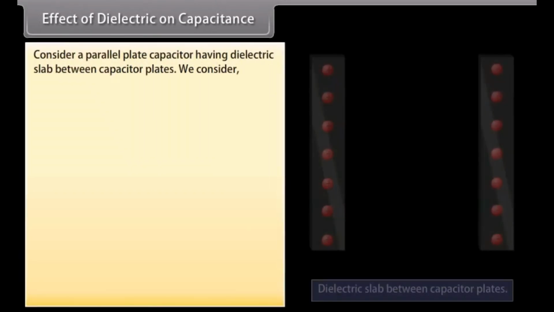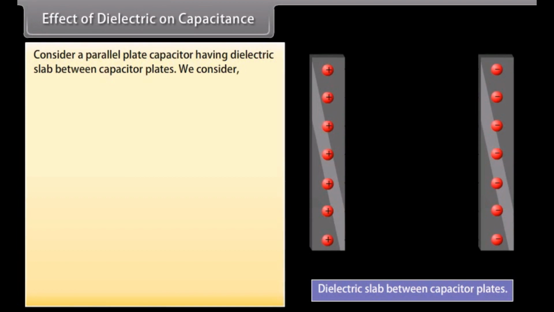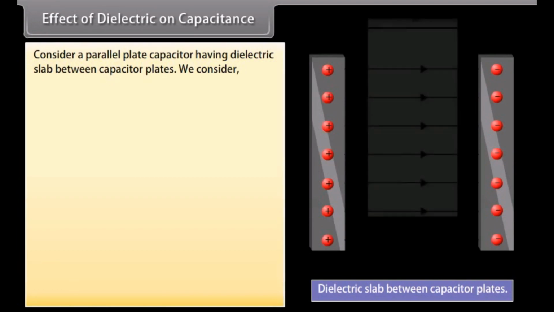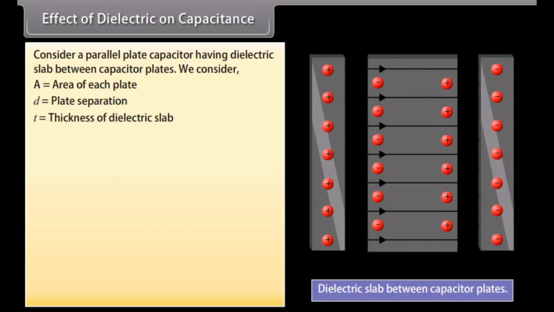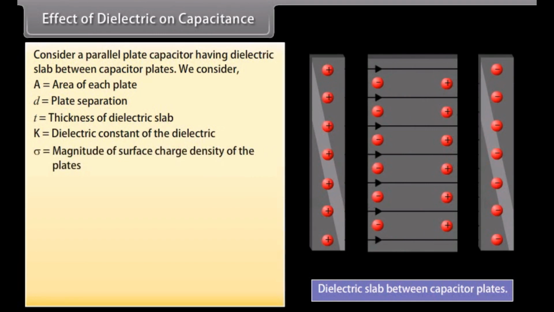Effect of dielectric on capacitance. Consider a parallel plate capacitor having a dielectric slab between the capacitor plates. We consider A is equal to the area of each plate, D is equal to the plate separation, T is equal to the thickness of the dielectric slab, K is equal to the dielectric constant of the dielectric, and sigma is equal to the magnitude of surface charge density of the plates.